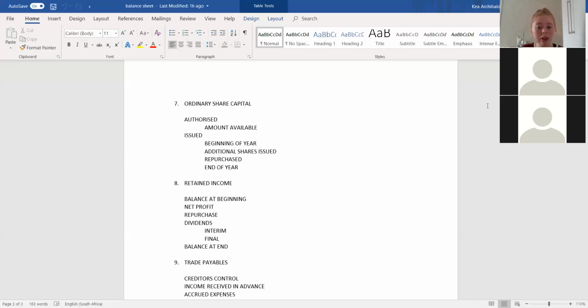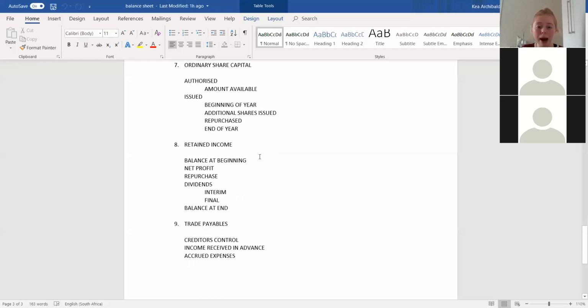Then we're going to move on to our retained income. The balance at the beginning would be the amount given in your information, the retained income from last year. On the first day of the year, before anything has happened, this is the amount I have in retained income. Net profit, you would get from your income statement. This is your net profit after tax, complete net profit after everything. And you would put that over here.